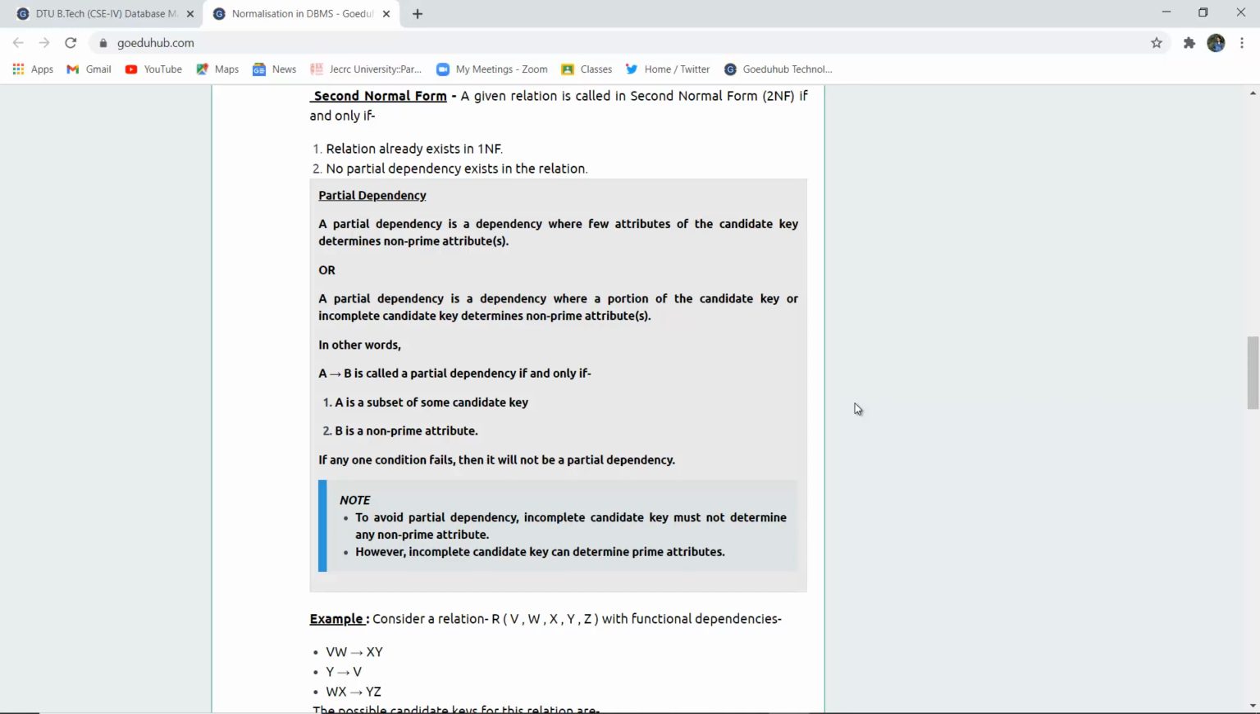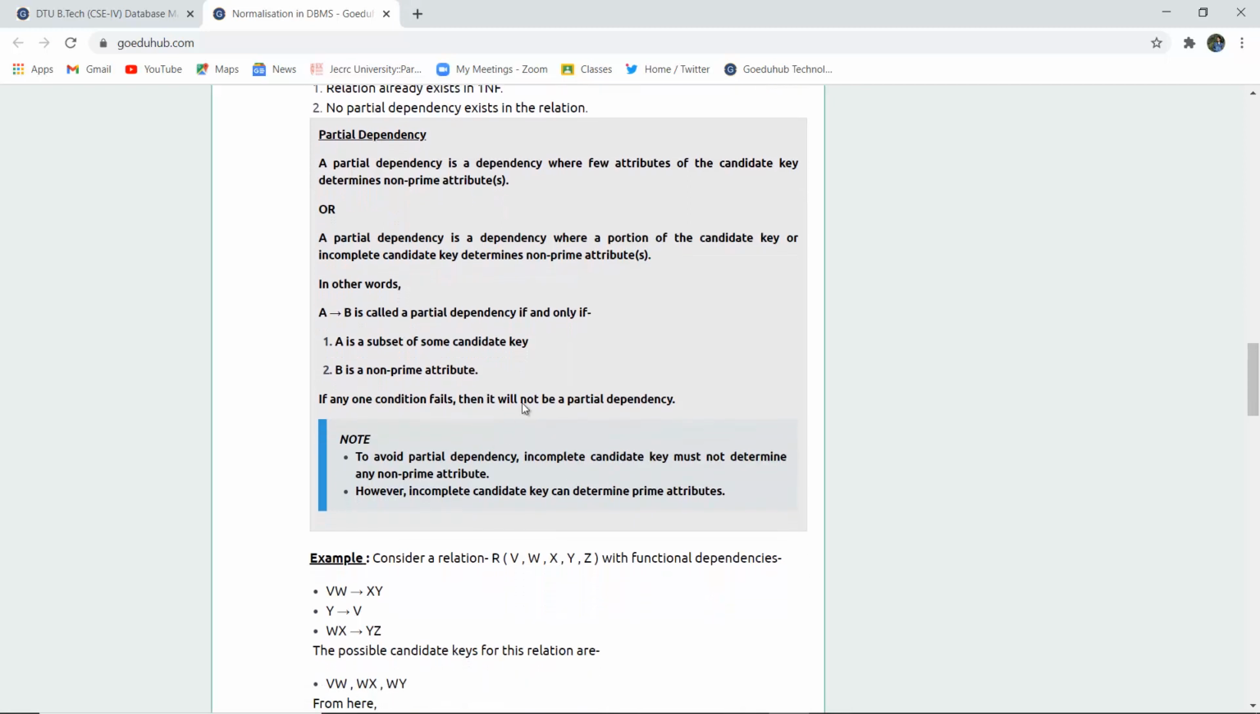In other words, a partial dependency is a dependency where a portion of a candidate key, or an incomplete candidate key, determines the non-prime attributes of a relation or table. Formally, for A to B, it is a partial dependency if and only if A is a subset of some candidate key and B is a non-prime attribute. If one condition fails, then it is not a partial dependency, which means both conditions have to be satisfied. Only then can you say a partial dependency exists in that particular relation.